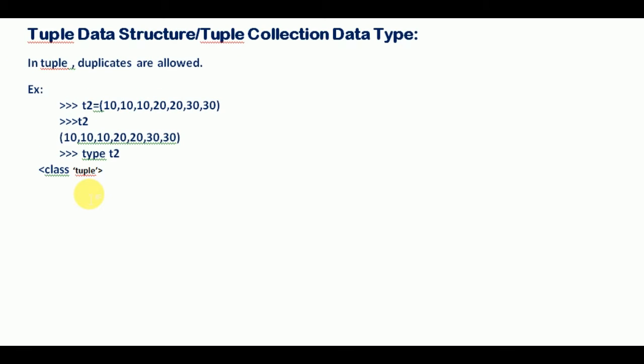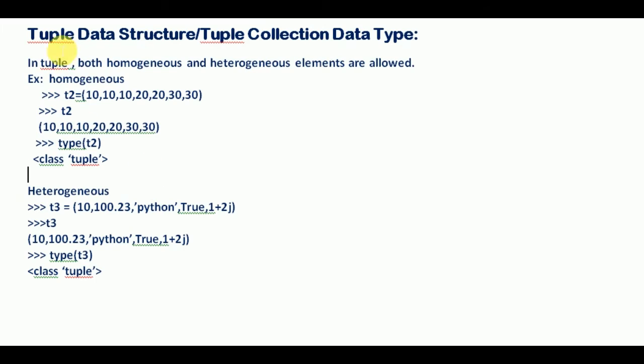Next, in a tuple duplicate values are allowed. Here we insert some duplicate values inside the tuple: 10, 10, 10, 20, 20 and 30, 30. When we print T2, we get the same value as the output. Now we check the type of T2, and the type of T2 class is tuple.